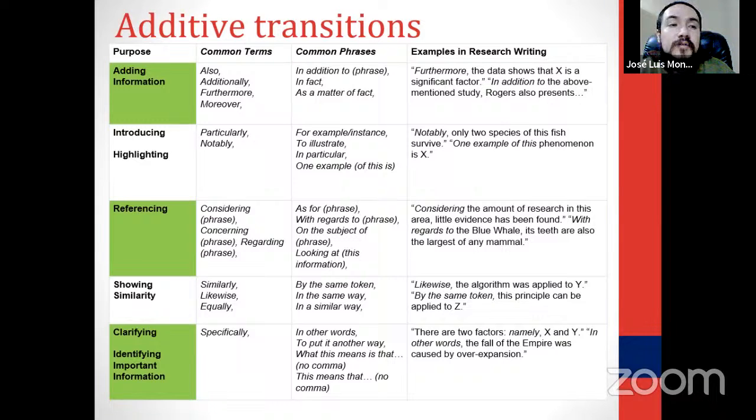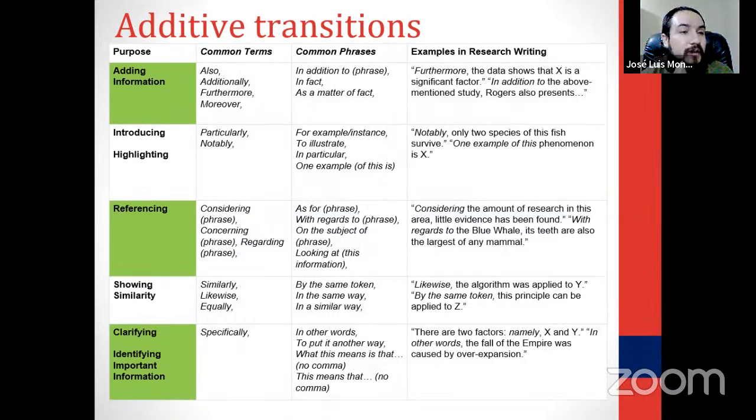With regards to the problem, with regards to your situation, with regards to a phrase, this or that. On the subject of, again, phrase, comma, looking at this information, looking at this situation, looking at this event. So you are referring back to something once again, and then you talk about it. Okay?